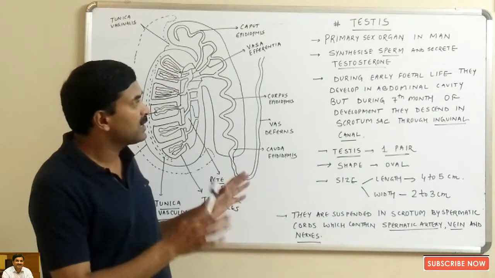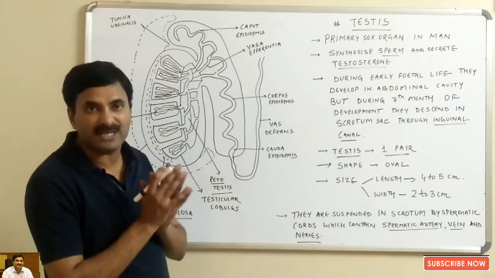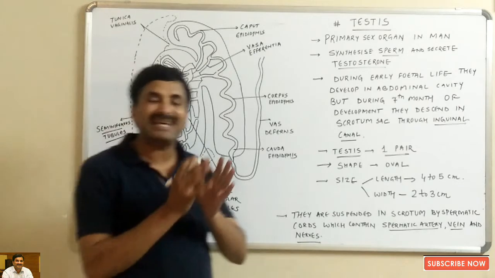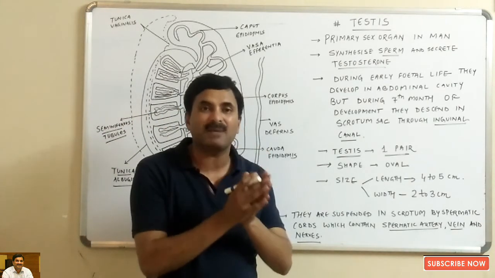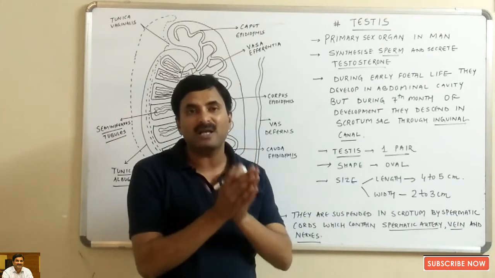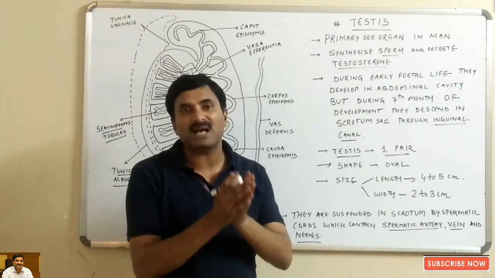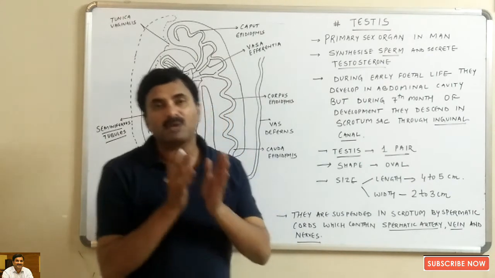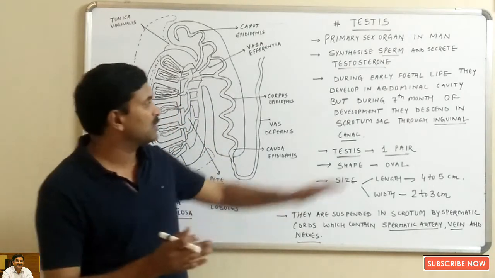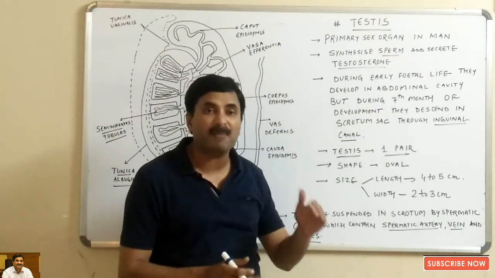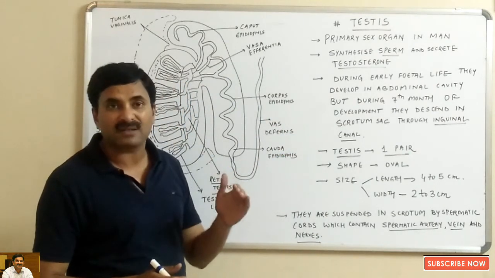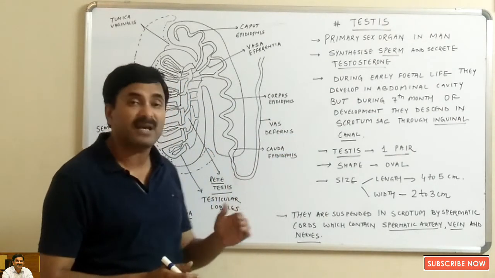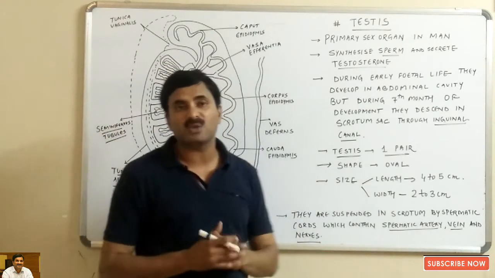Now we must know what is the position of the testes. So you must know that in early fetal life, when the male fetus is in the mother's uterus, the testes are abdominal in position. But during the seventh month of the embryonic development, the testes descend down into the scrotum sac through a canal, and that canal is known as what?